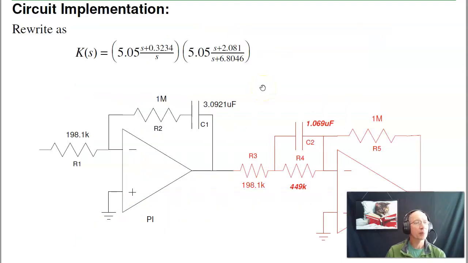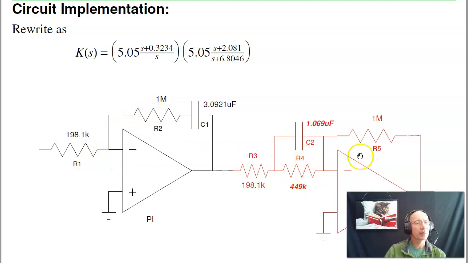If I want to implement it in hardware, what I would do is here's my compensator. Split it up. I've got an I term and a lead compensator. How you split it up is kind of arbitrary. If I split it up this way, here's my PI compensator. I'm going to pick R2 to be 1 meg arbitrarily. 1 over RC is 0.32, and the high frequency gain is 5. So R2 over R1 is 5.